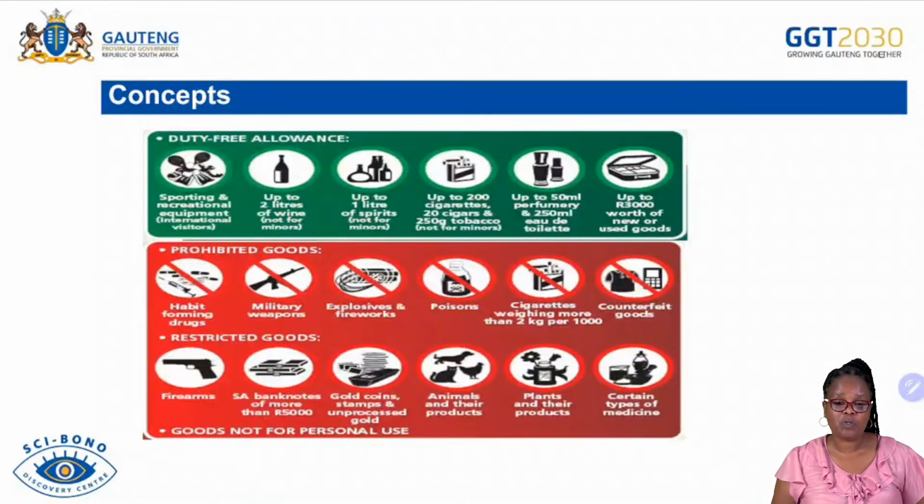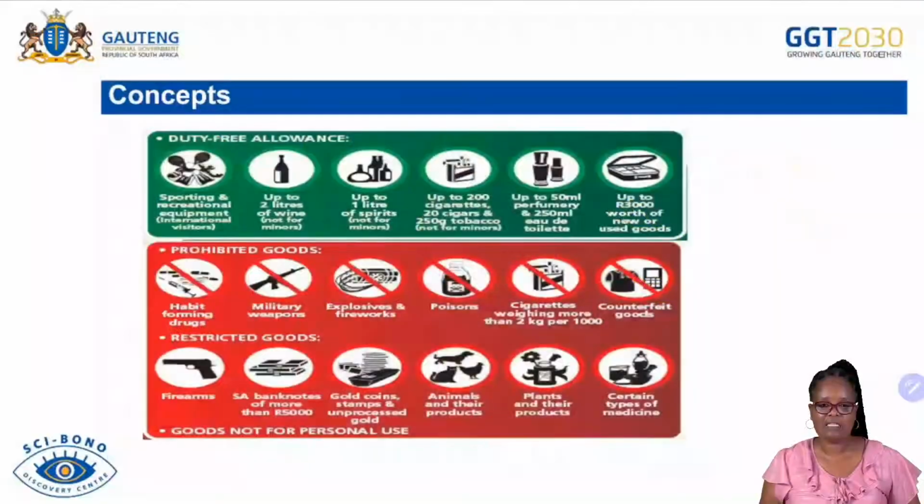You are also allowed to do what? To bring up to 1 liter of spirits. Travelers are also allowed to bring up to 1 liter of spirits. And those who are smoking are allowed to bring up to 200 cigarettes. 200 cigarettes. That's what they are allowed to bring to the country. And 20 cigars. Nothing more. You can bring less, but not more than 20 cigars.